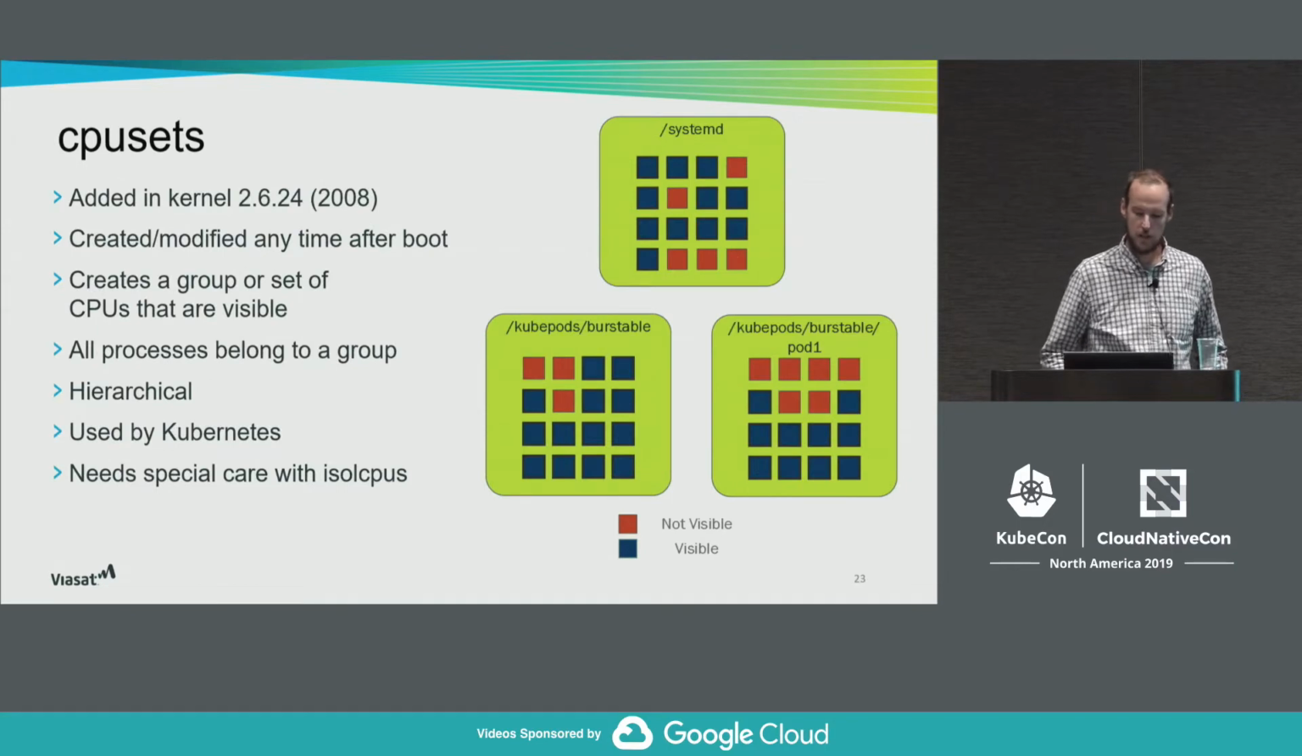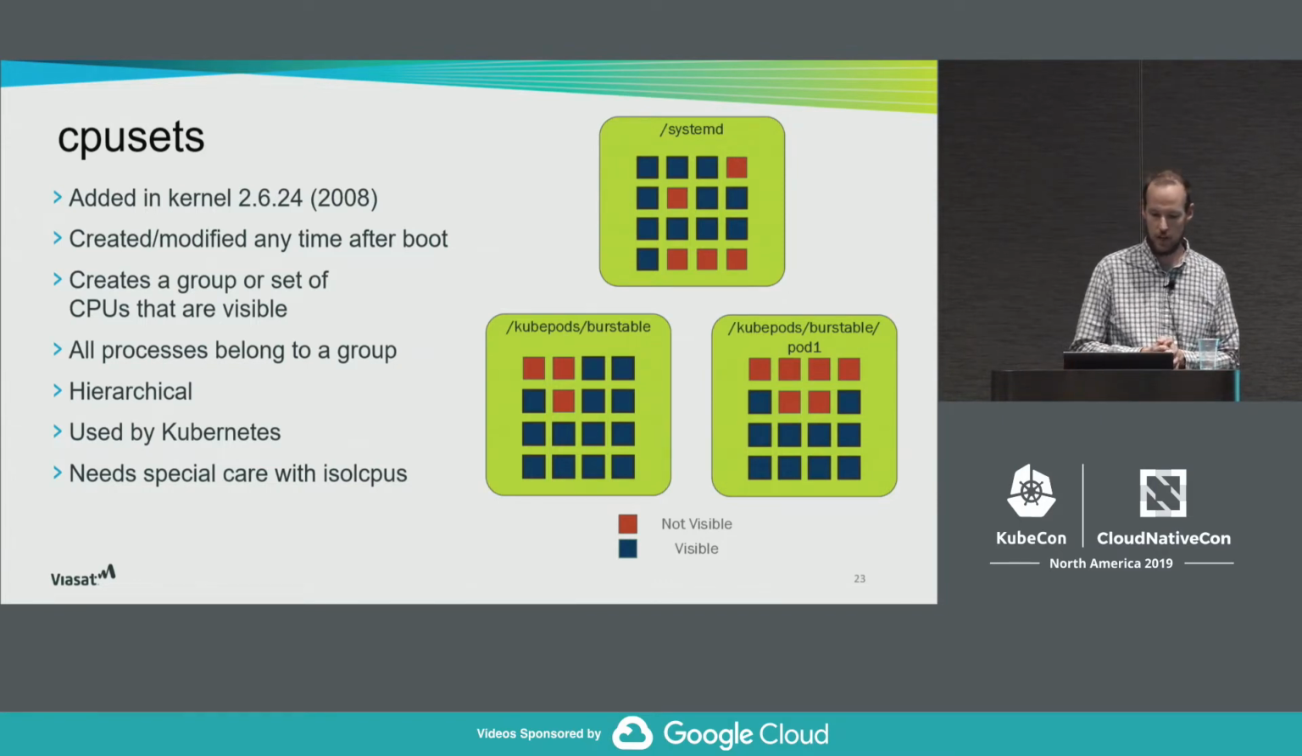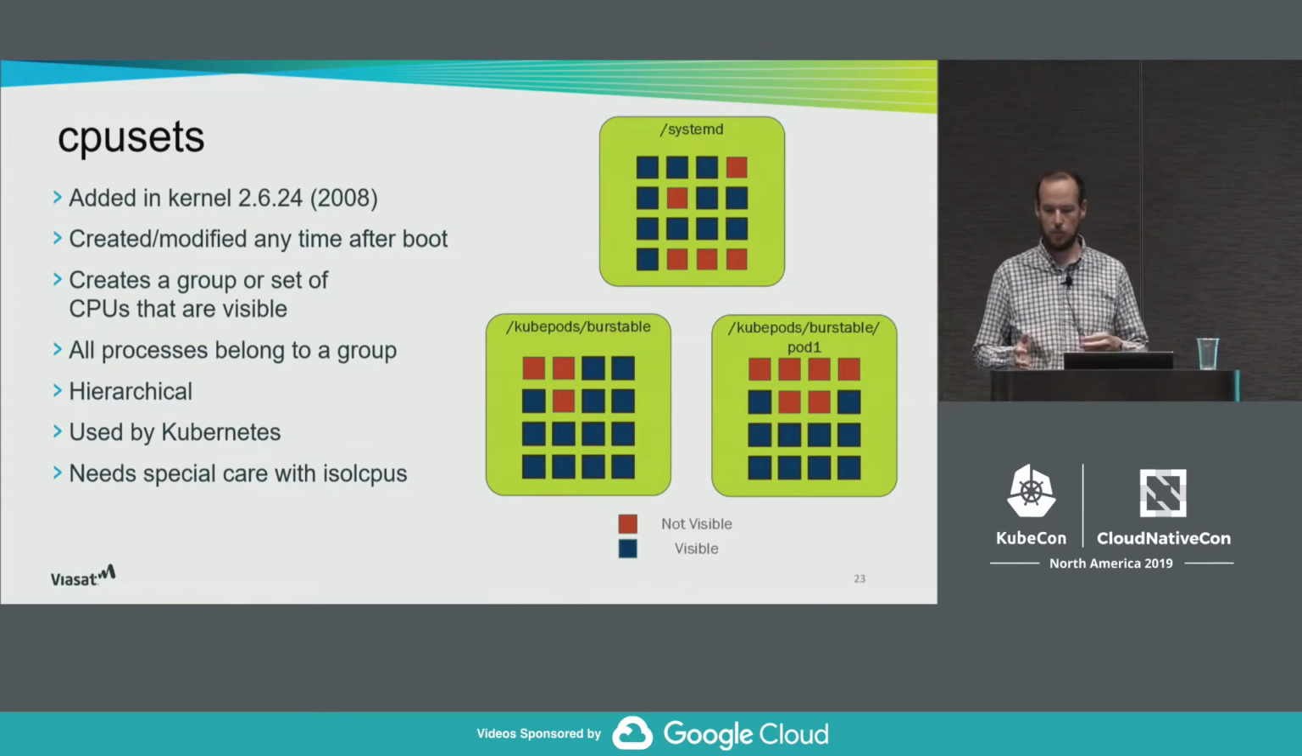The second way is CPU sets. This is a more recent feature that was added in the kernel in about 2008. These are nice because you can create and modify them after boot. Creating a CPU set doesn't actually do anything until you put processes into the CPU set to isolate them. What it does is create a group of CPUs that are visible to any of the processes that are placed into that group.